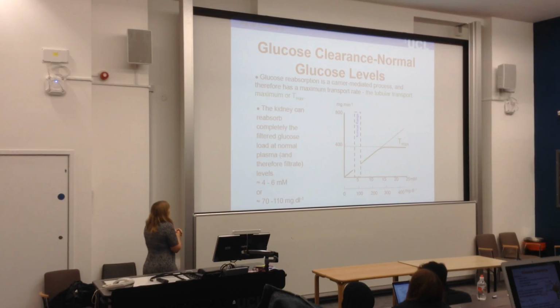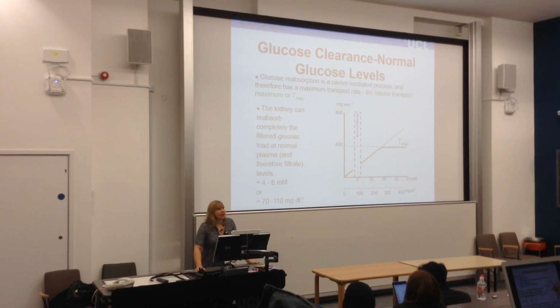So when we look at the clearance of glucose in normal glucose levels, then we identify other parameters that we want to talk about. So glucose reabsorption is carrier-mediated. We looked at it was a sodium glucose transporter process, and therefore the amount of those carriers could be saturated if the levels of glucose go above the normal physiological range. So therefore, there is a maximum transport rate for glucose within the kidney. This is called the tubular transport maximum, or more commonly called the Tmax. So the kidney can normally reabsorb all the filtered glucose at normal plasma concentrations.